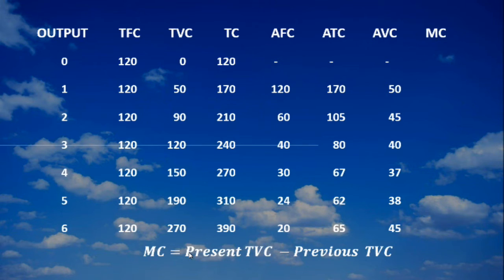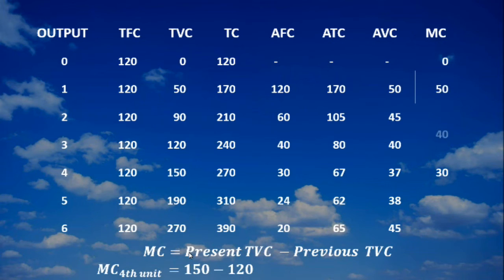For example, to calculate the marginal cost of the fourth unit, its present total variable cost is 150 rupees. Its previous total variable cost is 120 rupees. The difference is 150 minus 120, 30 rupees. 30 is its marginal cost. Similarly, we have calculated the marginal cost of other units.